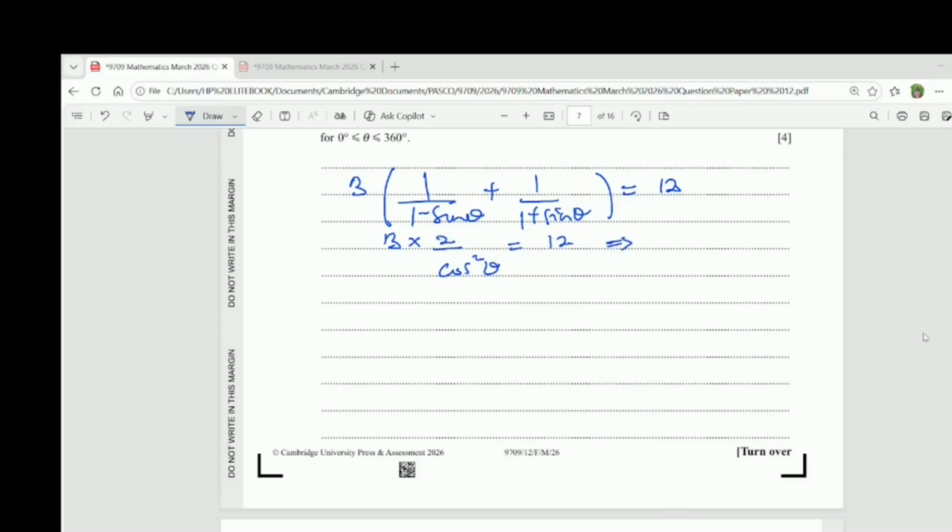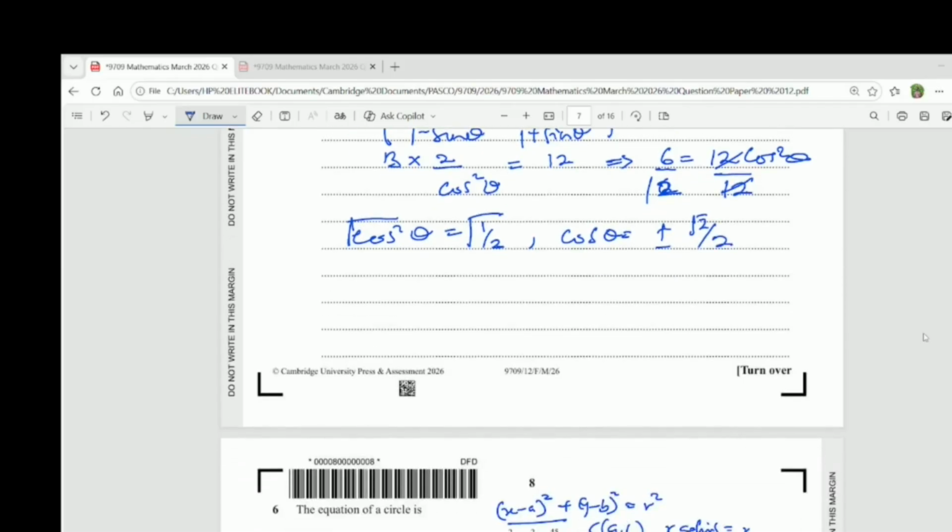Then manipulate this equation. 3 times 2 is 6. We do cross multiplication. So 6 is equal to 12 cos squared theta. We divide both sides by 12, and then we have 1 over 2 here. So cos squared theta is equal to 1 over 2. We take the square root of both sides, and then we have cos theta is equal to plus or minus 1 over root 2, which is the same as root 2 over 2.